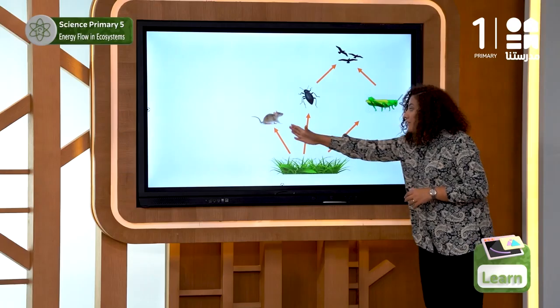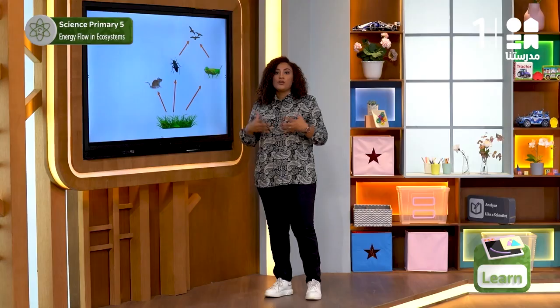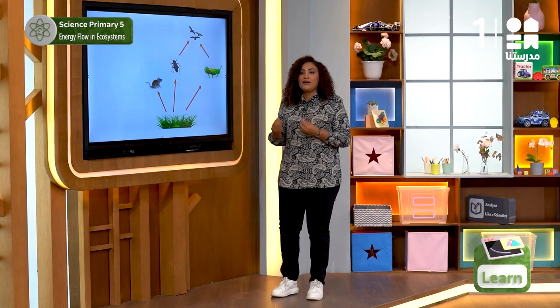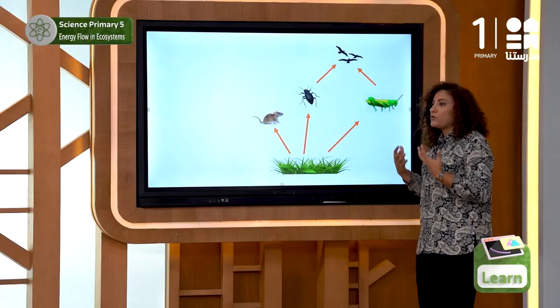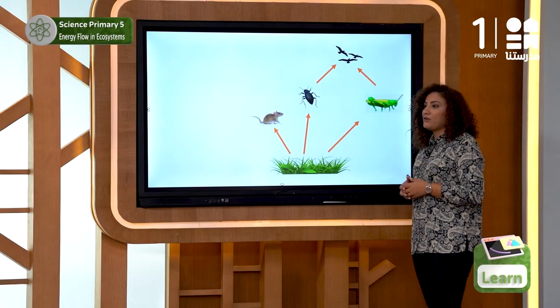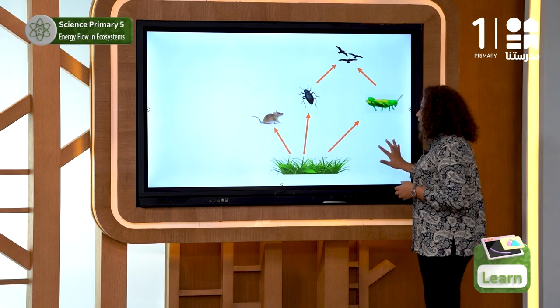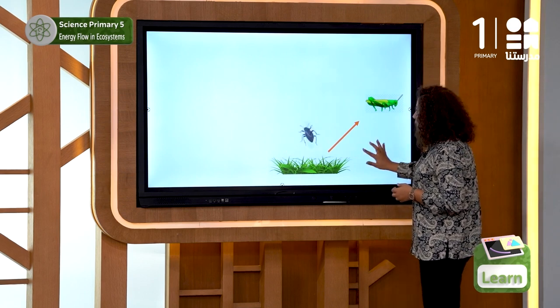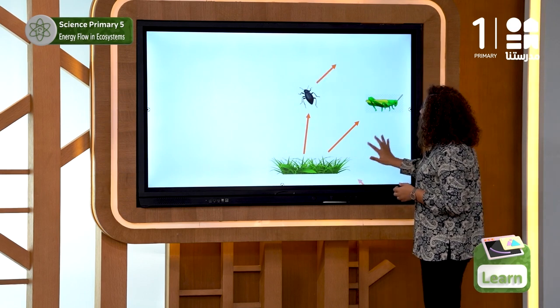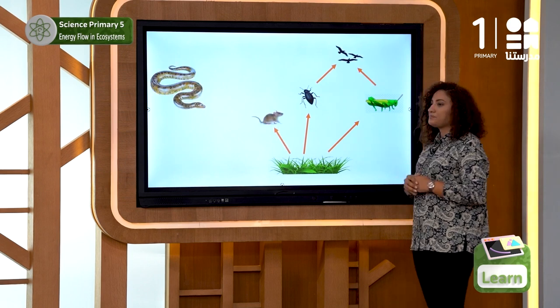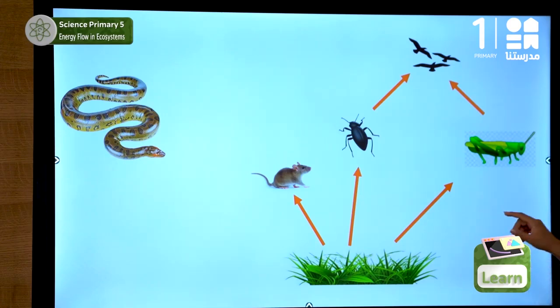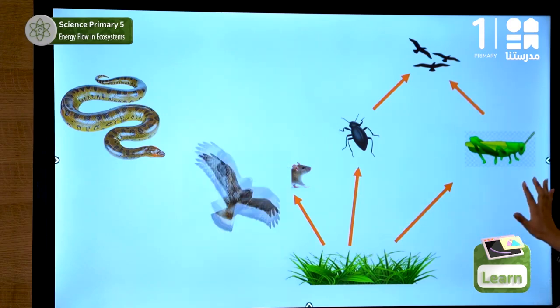So the rat eats the grass. So we could link another arrow from the grass to the rat. We could also link another arrow from the rat to a snake. Let's see how it will look. Or also, I can add the hawk.